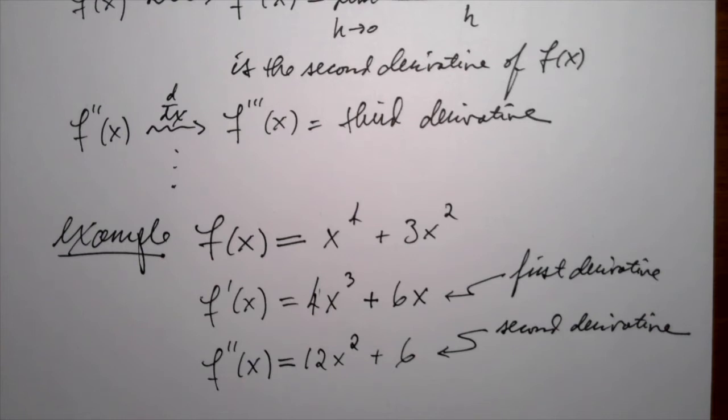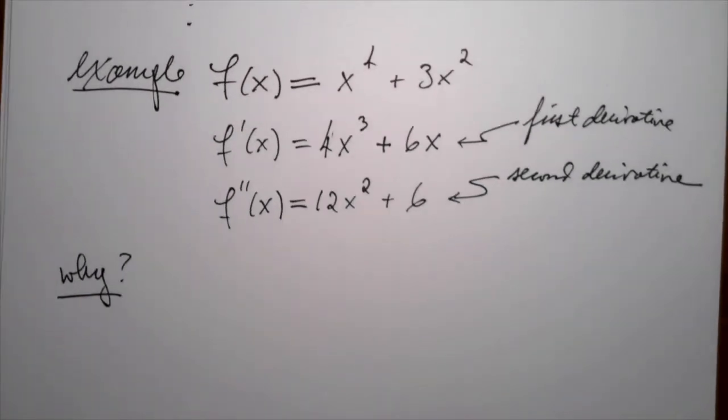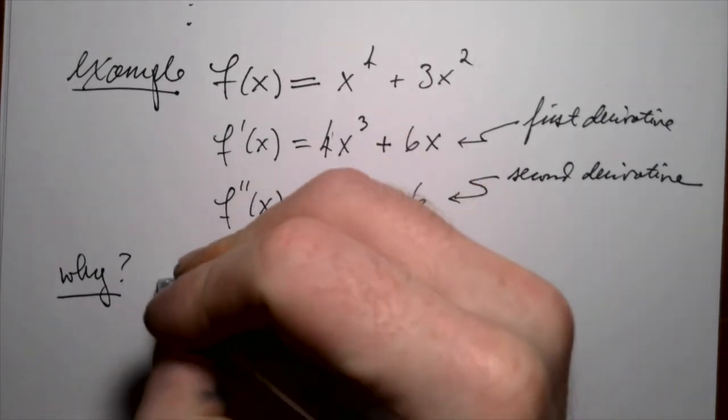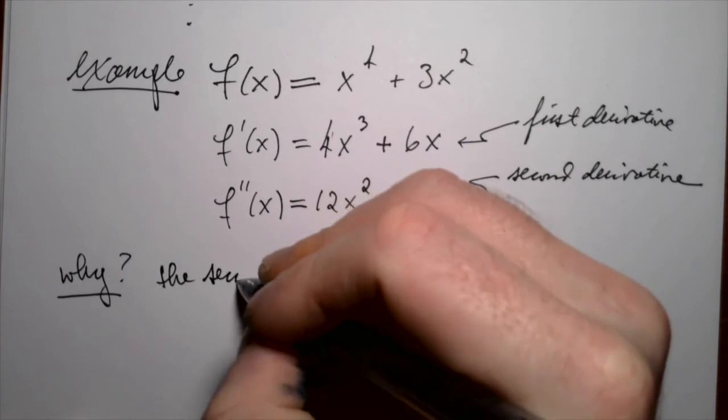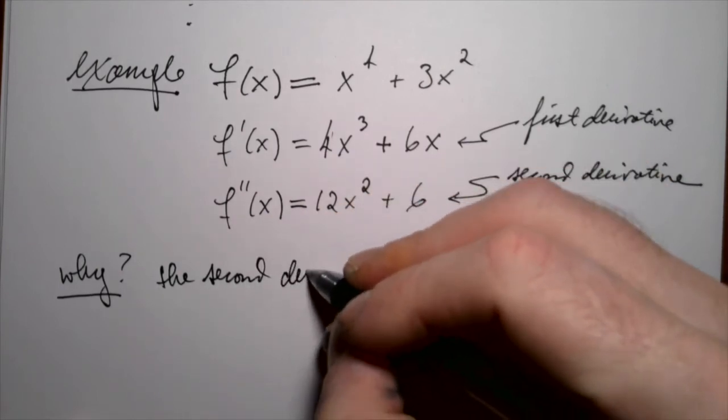Okay. Now, why in the world do we care? Why is this a reasonable thing to do? Am I just taking derivatives willy-nilly for no purpose? Well, I think it's best to think about the relationship between position and velocity in order to understand the second derivative. In general, the second derivative measures the rate of change of the rate of change.